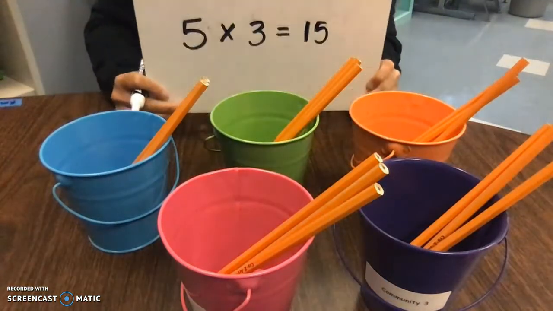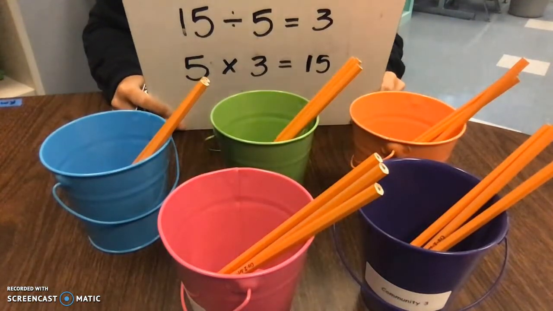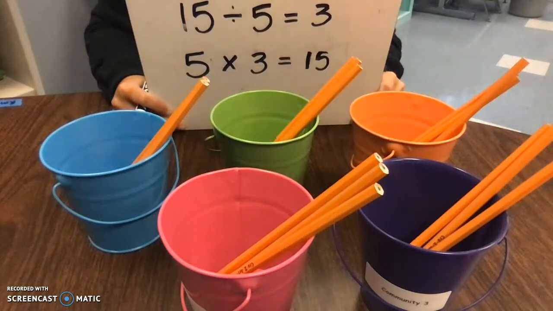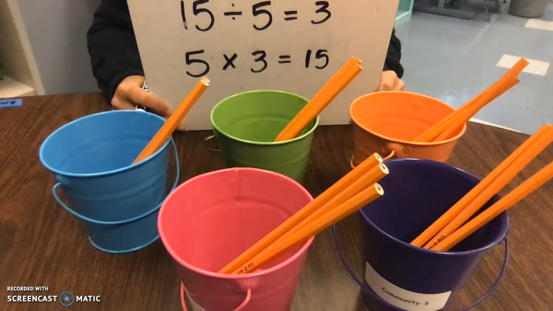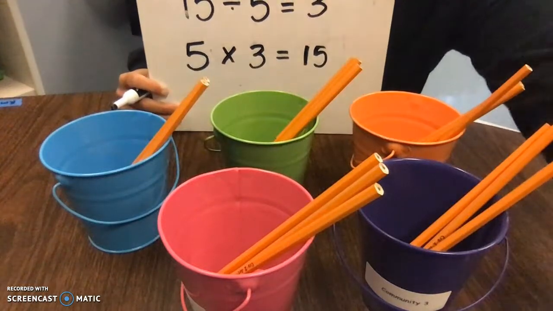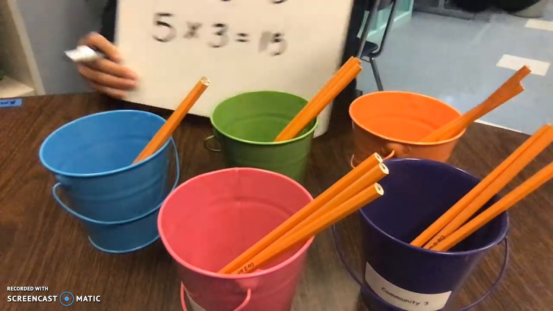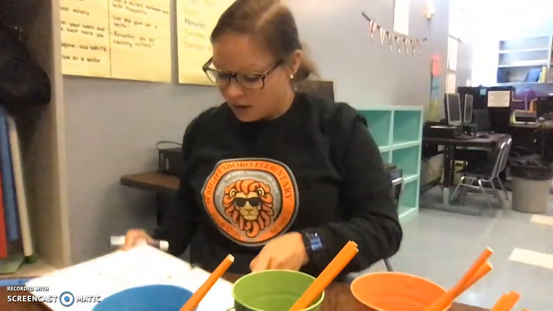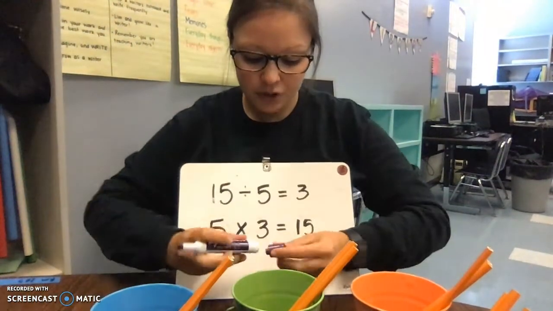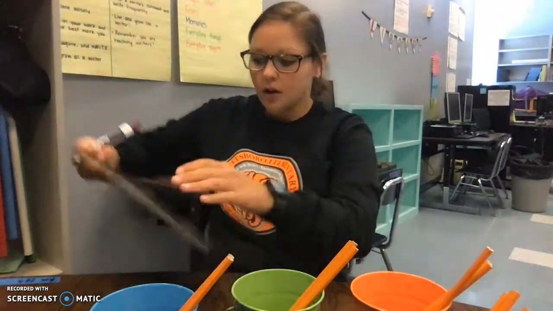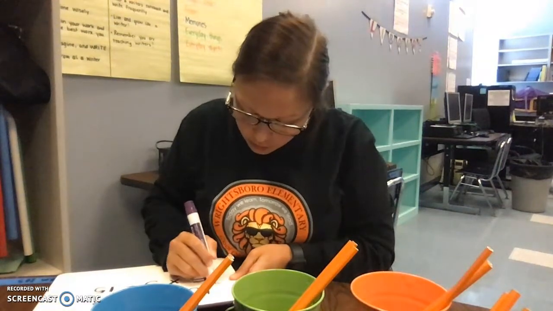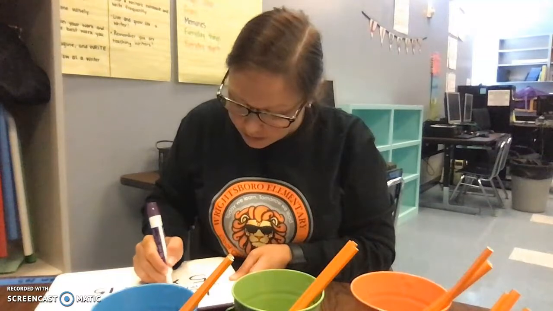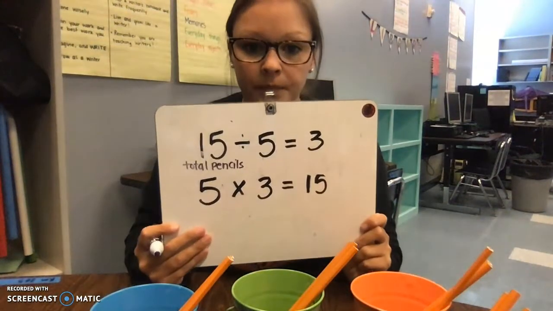So I have 2 matching equations here. I have 15 divided by 5 equals 3, and I have 5 times 3 equals 15. Let's figure out what each of these numbers stands for. I know in my division equation that my 15 was my total number of pencils. So underneath 15, I'm going to write total pencils because we want to make sure that we have everything labeled correctly.